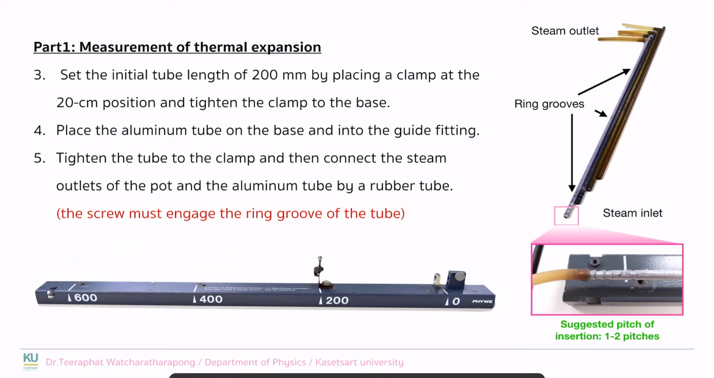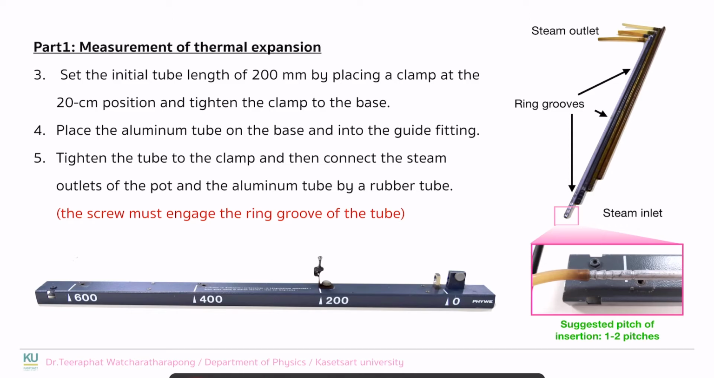Then place the aluminum tube on the base into the guide fitting, which is also attached with the clamp. I will show you in the video later. Next, tighten the tube to the clamp and then connect the steam outlet of the pot and the aluminum tube by a rubber tube. You can check from this picture.